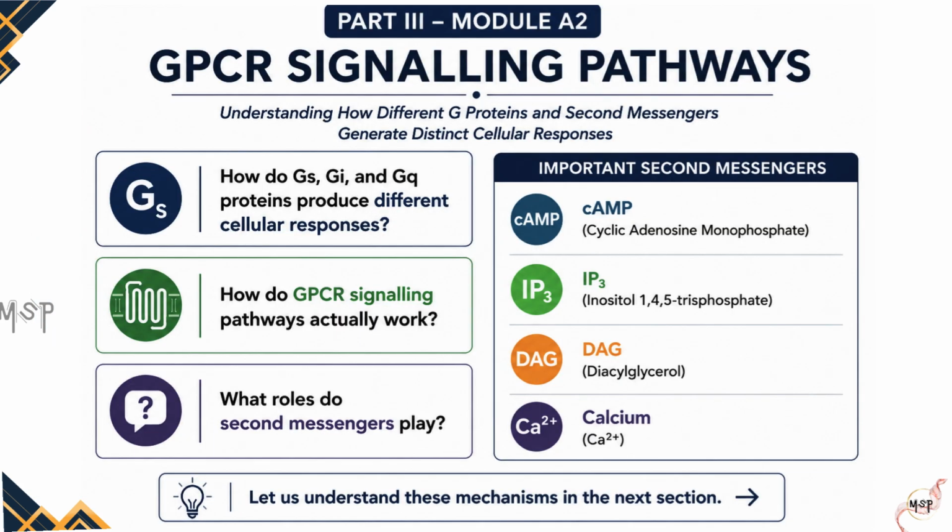But how exactly do these signaling pathways work? How do GS, GI, and GQ proteins produce completely different cellular responses? And what roles do second messengers such as cyclic AMP, inositol trisphosphate, diacylglycerol, DAG, and calcium play? We'll understand these mechanisms in Module A2.